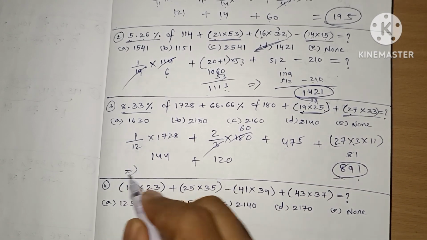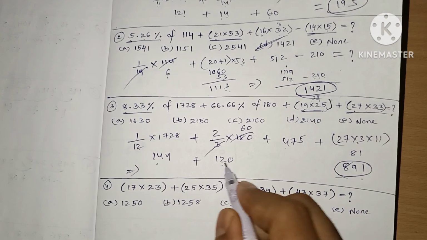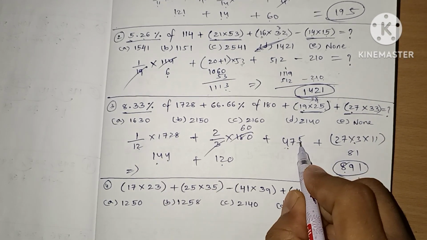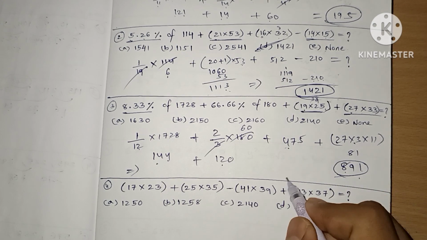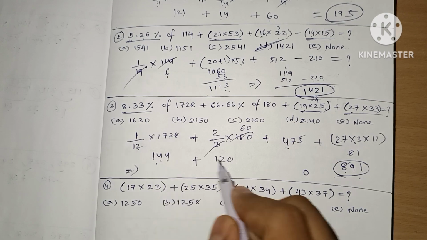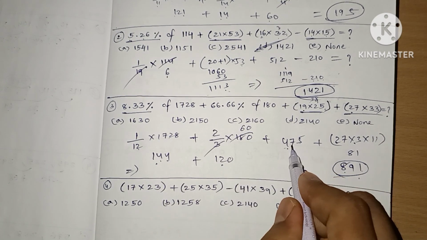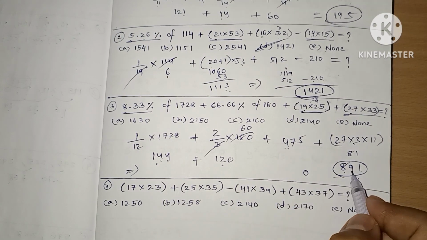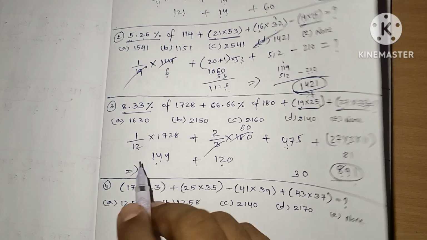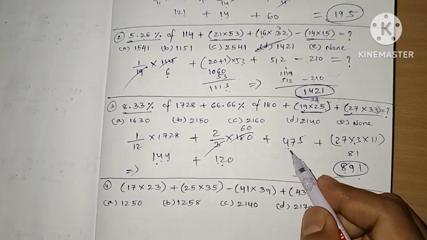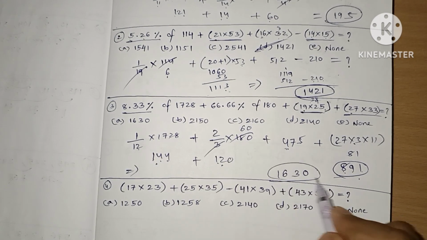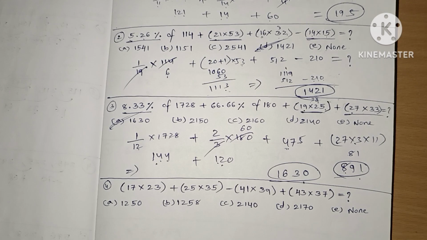So totally we have 144 plus 120 plus 475 plus 891. 4 plus 5 is 9, 9 plus 1 is 10. So the unit digit is 0. 5 plus 2 is 7, 7 plus 7 is 14, 14 plus 9 is 23, 3 and carry 2. 3 plus 4 is 7, 7 plus 8 is 15... so 1630. So the answer will be 1630, option A.